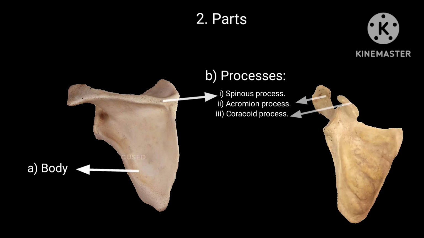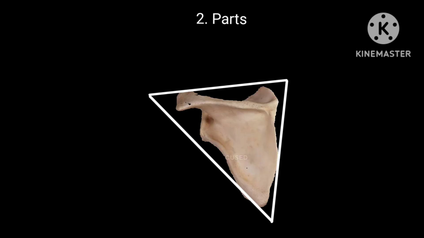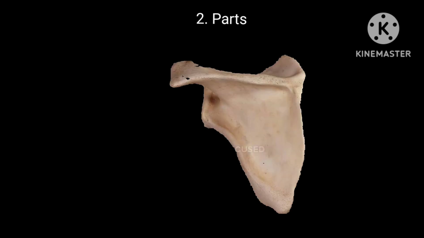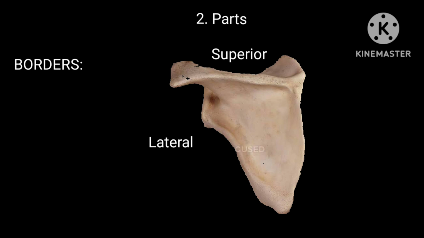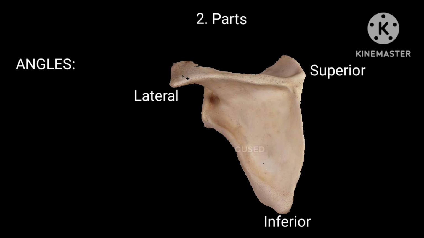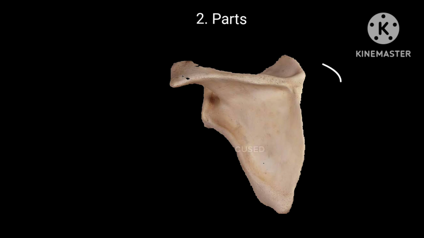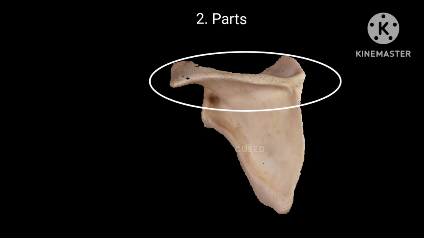Coming to the parts, the scapula is highly mobile and consists of four parts: a body and three processes, spinous, acromion and coracoid process. The body is triangular and thin. It consists of the following features: two surfaces, costal and dorsal, three borders, superior, lateral and medial, three angles, inferior, superior and lateral. The dorsal surface presents a shelf-like projection on its upper part called the spinous process.